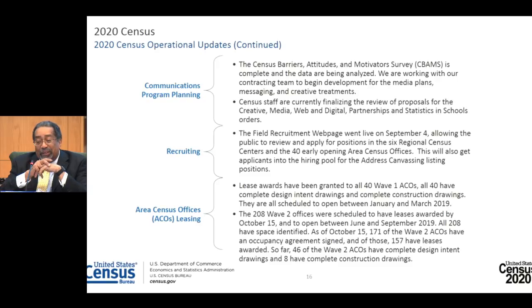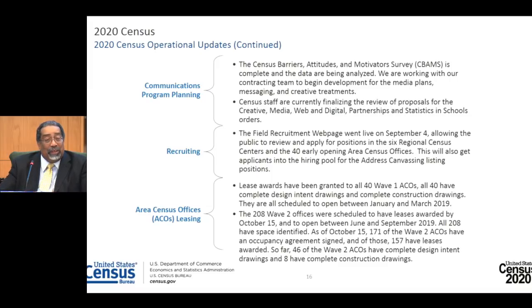The Census Barriers, Attitudes, and Motivation Survey, CBAMS, is complete and the data are being analyzed. We're working with our contracting team to begin development for the media plans, messaging, and creative treatments. Census staff are currently finalizing the review of proposals for the creative media, web, and digital partnerships and the Statistics in Schools program. The field recruitment webpage went live on September 4th, allowing the public to review and apply for positions in the 6 regional census centers and in the 40 early opening census area offices.